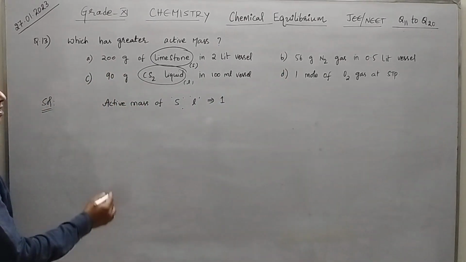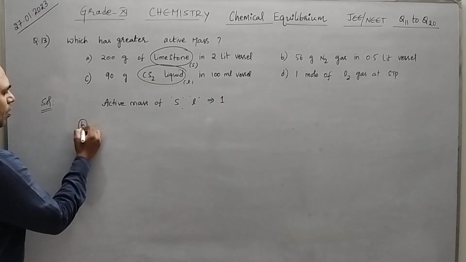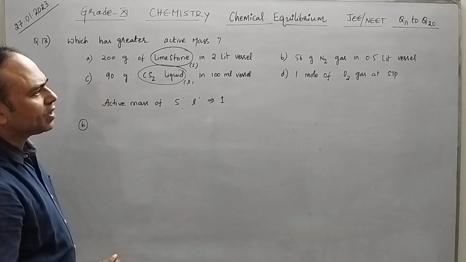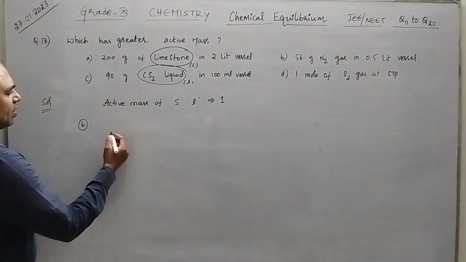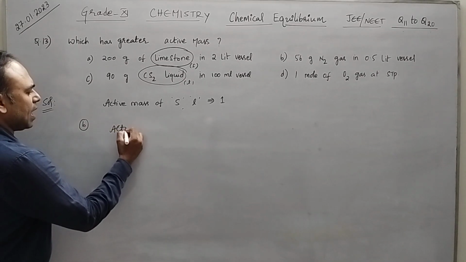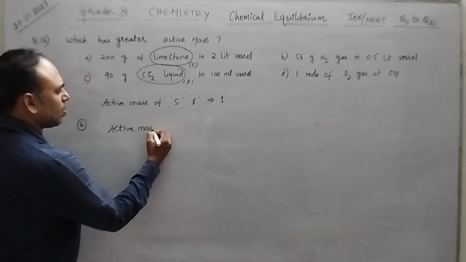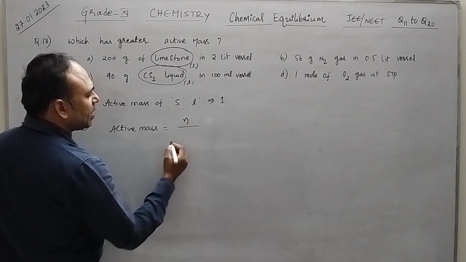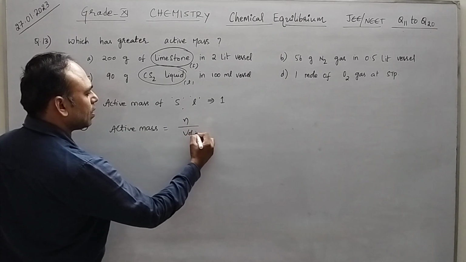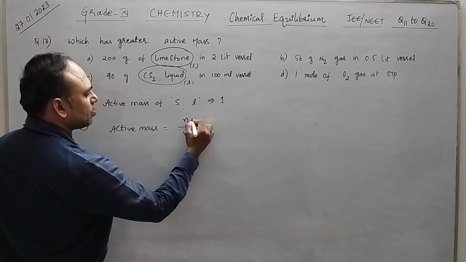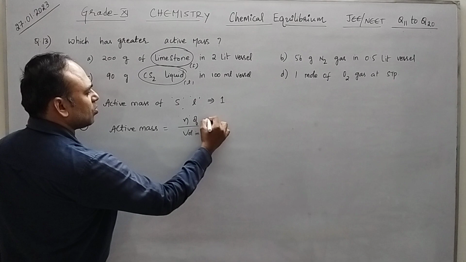So what is given for this? If you take option B, 56 grams N2 gas in 0.5 liter vessel. So what will be the formula here? Active mass is equal to number of moles by volume in liter.